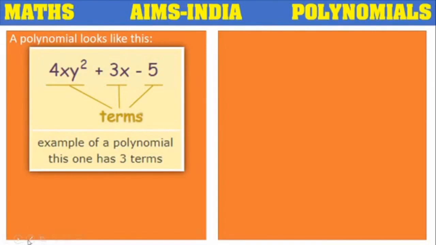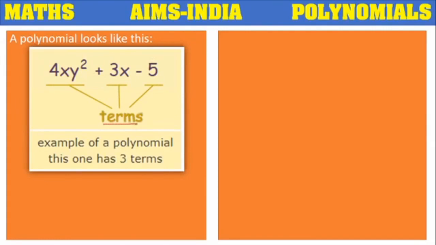So if you observe the example here, 4xy square plus 3x minus 5, it is an expression. So the polynomial looks like this mathematical expression. So 4xy square is a term, 3x is the second term, and minus 5 is the third term. So this is an example of a polynomial having three terms.